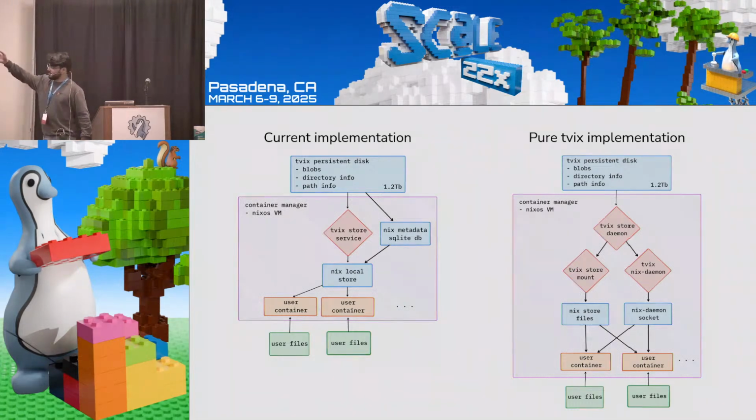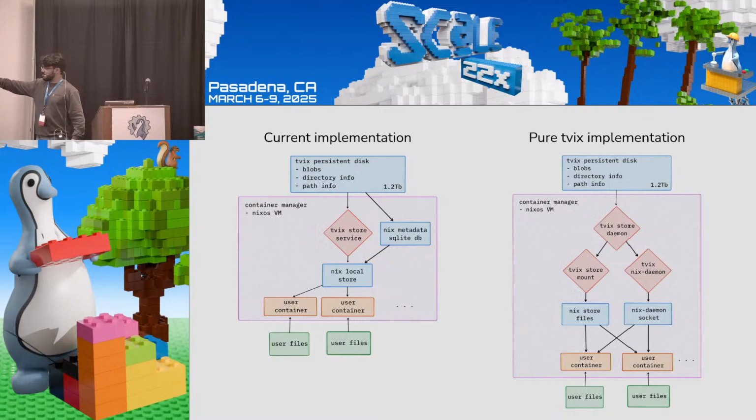So right now what we're doing is we have the SQLite database that we generated beforehand, shove that into the persistent disk, and then read that in the local overlay store. Kind of hacky, can't do all the modular stuff we want with Tvix with this, but it works, and it's in production right now.